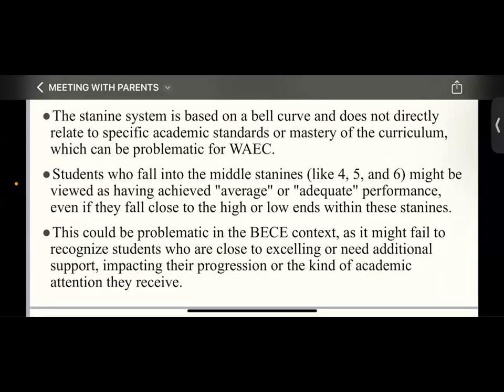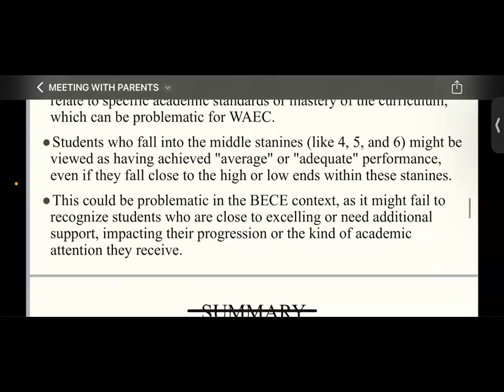And this is what most of the students or schools are dealing with. Parents are breathing down on the necks of heads of schools, proprietors of schools, and teachers, asking why are you not producing the results you used to produce? We are being forced into a bell curve. Students who fall into the middle Stanines, like 4, 5, and 6, might be viewed as having achieved average or adequate performance, even if they fall close to the high or low ends within these Stanines. Then this could be problematic in the BECE context, as it might fail to recognize students who are close to excelling or need additional support, impacting their progression or the kind of academic attention they receive.